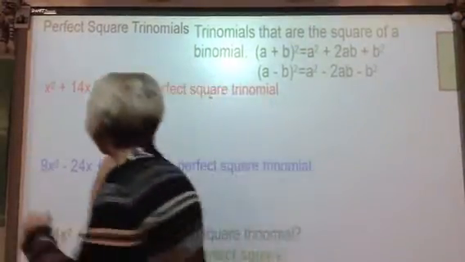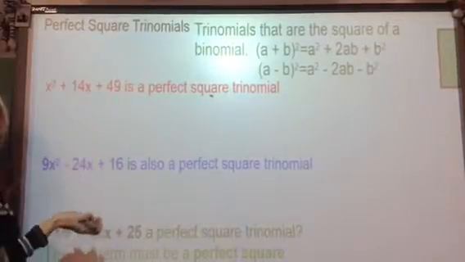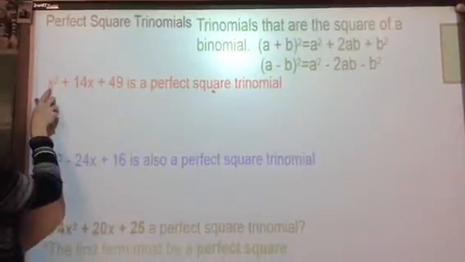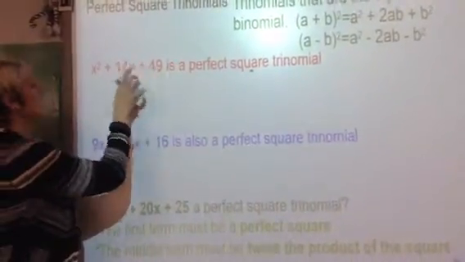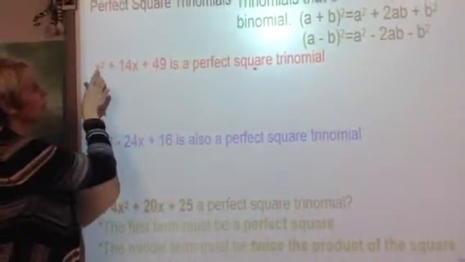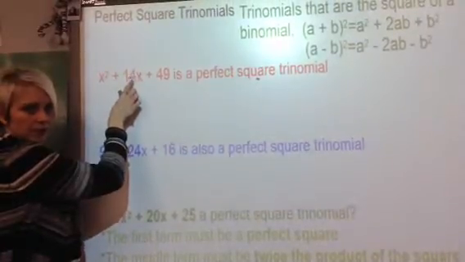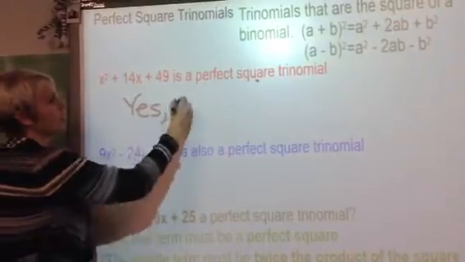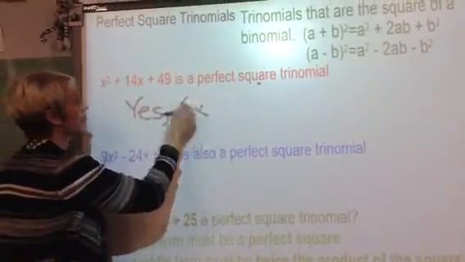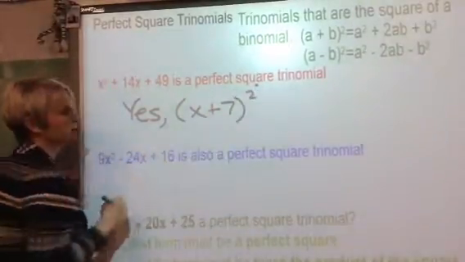So what you'll do on your assignment first is decide if a trinomial is a perfect square trinomial or not. Is this a perfect square? Yes. Is this a perfect square? Yes. So we have to find the square roots. This would be x, this would be 7. Is this 7x doubled? Yes. So we would say, yes, this is a perfect square trinomial, and then we would factor it. So this would be the square root, my sign is plus, the square root, quantity squared.